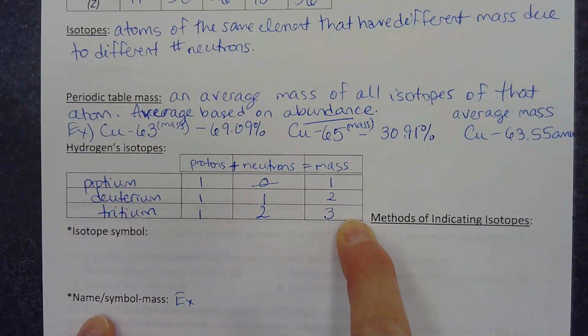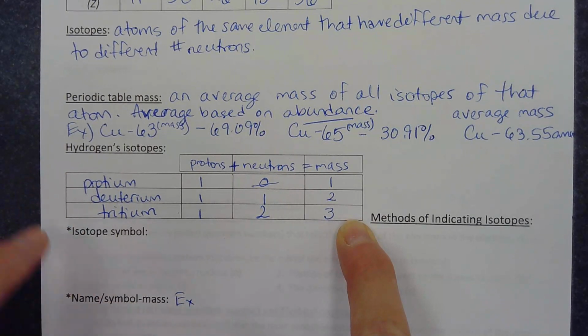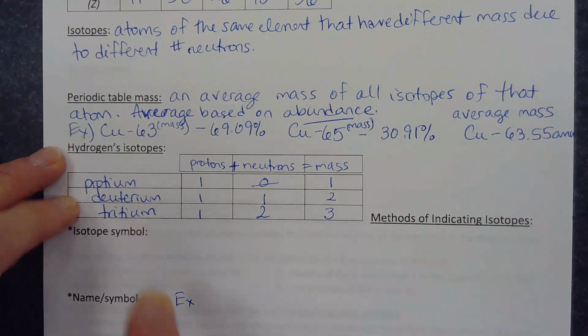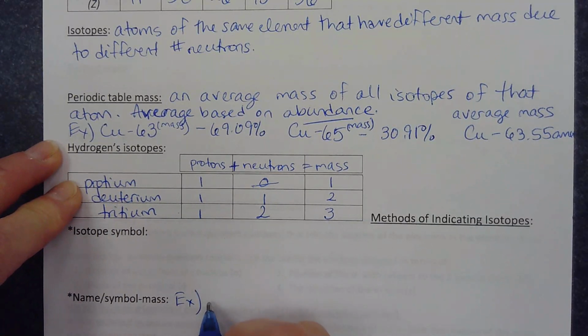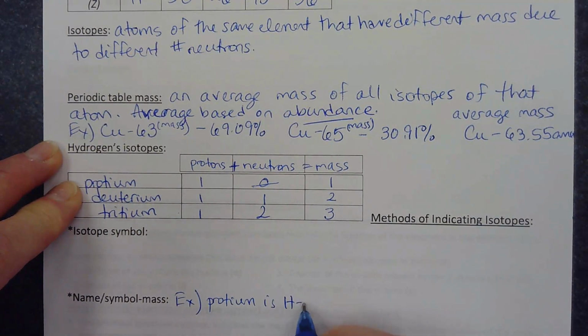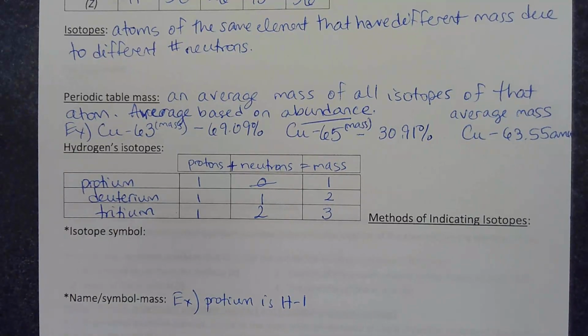So if we were naming hydrogen's isotopes without their special names, then we would say protium is hydrogen 1. Do you agree with me? Does that make sense?